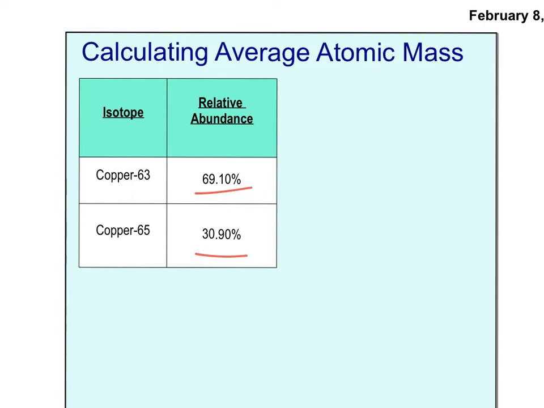So what I would do before making any of these calculations is guess. Based on these numbers, I think my final answer is going to be closer to copper-63. Let's try. Here's what we do. We take the mass multiplied by the relative abundance, the mass being the mass number. So I'm going to take a mass number of 63, and I'm going to multiply that by the relative abundance. In order to do this, you need to convert the percentage into decimal notation.